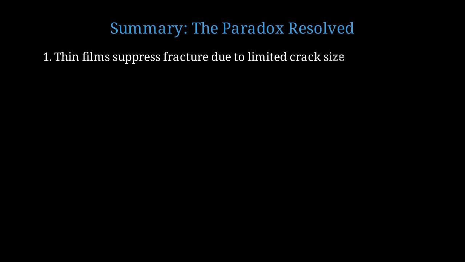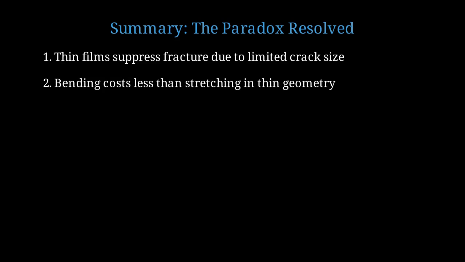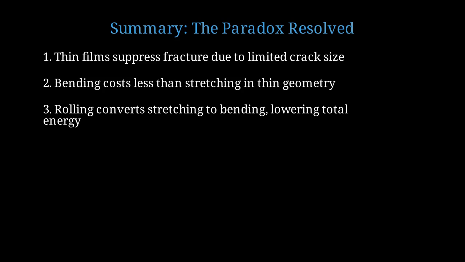Let me summarize how we resolve the strain storage paradox. First, thin films suppress fracture because crack propagation is limited by the film thickness. Smaller cracks require higher stresses to propagate. Second, bending energy scales as H cubed while stretching scales as H. For thin films, bending is essentially free compared to stretching. Third, rolling converts high-cost stretching energy into low-cost bending energy. This is why the instability occurs.